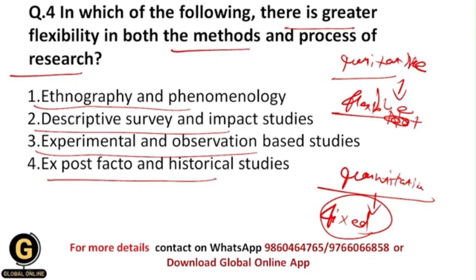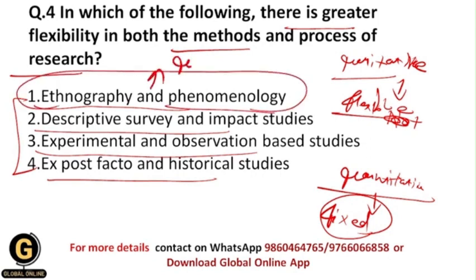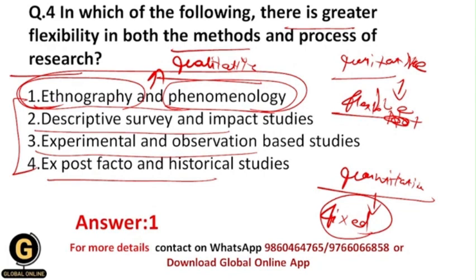And according to different types of research methods, from these research options, only ethnography and phenomenology are the types of qualitative research methods, because within ethnography we are going to study the culture, and within phenomenology we are going to study the behavior of a person in different environments, whatever environment they are going to experience. And that's why both of these are qualitative research methods, and that's why these have more flexibility in terms of both the methods and process of research. And that's why the correct answer over here is 1.